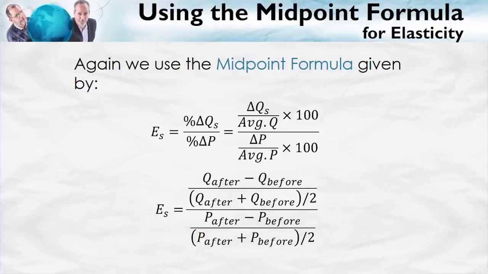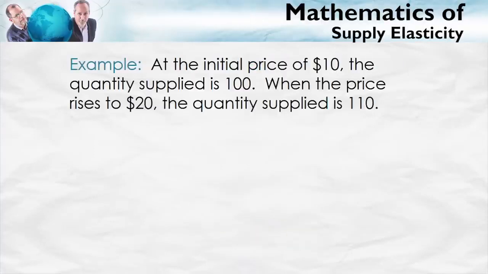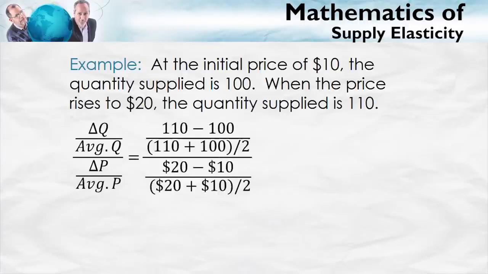Let's do an example. At the initial price of $10, the quantity supplied is 100. When the price rises to 20, the quantity supplied is 110. So let's remember our formula, change in quantity over average quantity, change in price over average price. So the quantity after is 110, the quantity before is 100, so the change in quantity is 110 minus 100. This is the average quantity. The change in price is 20 minus 10.